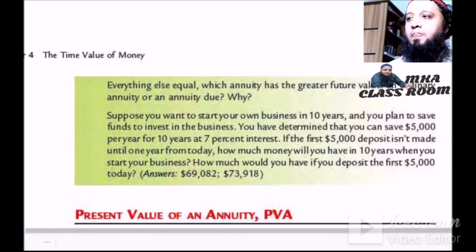Suppose you want to start your own business in 10 years. You plan to save funds to invest in business. You have determined that you can save 5,000 per year for 10 years at 7% interest. If the first 5,000 deposit isn't made until 1 year from today, how much money will you have in 10 years when you start your business?